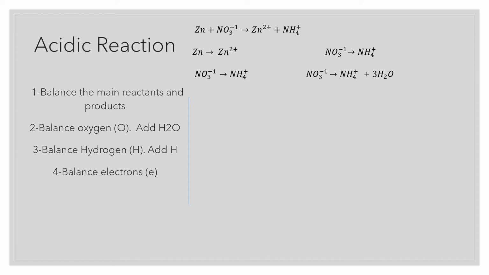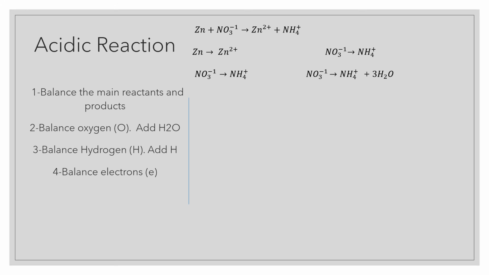For the first one, we do not balance anything because they have the same number of atoms on both sides, the reactant and the product side. But the second step is balancing the oxygen. We just need to balance the oxygen in the nitrate half reaction, because it has oxygen, but the zinc doesn't have any oxygen, so it will stay the same.